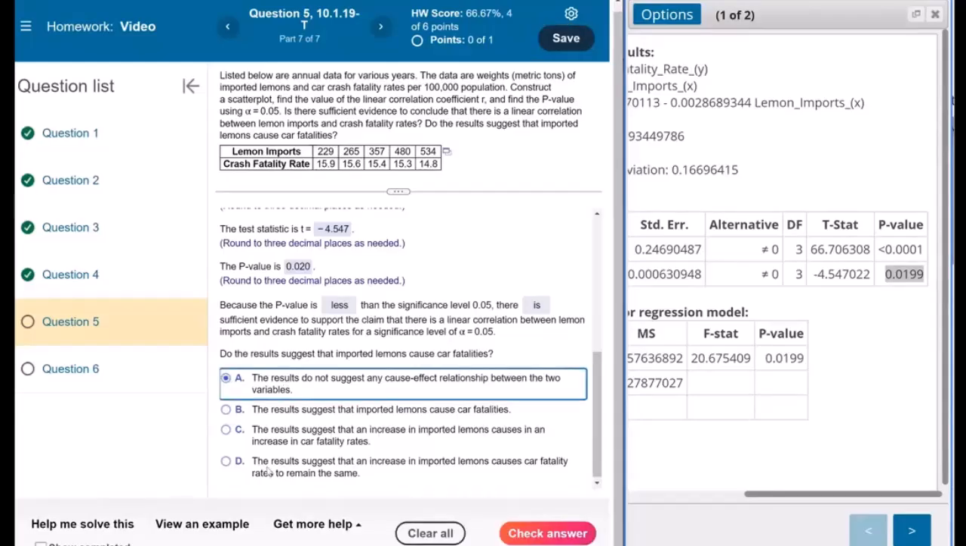That's not it. That's not it. That is not it either. It could have been something completely different. And in general, there's not a cause and effect relationship, even if two things are linearly correlated.